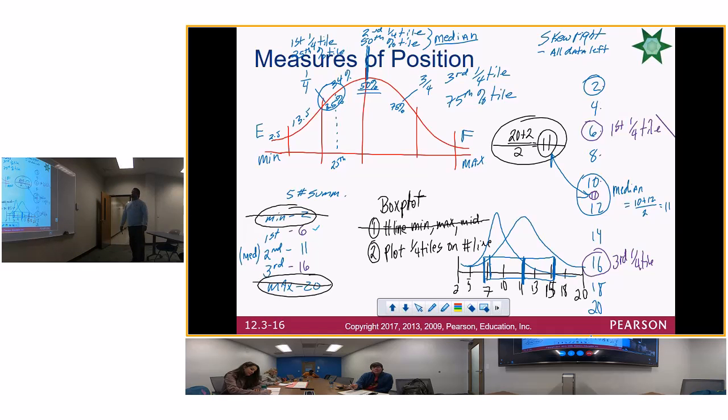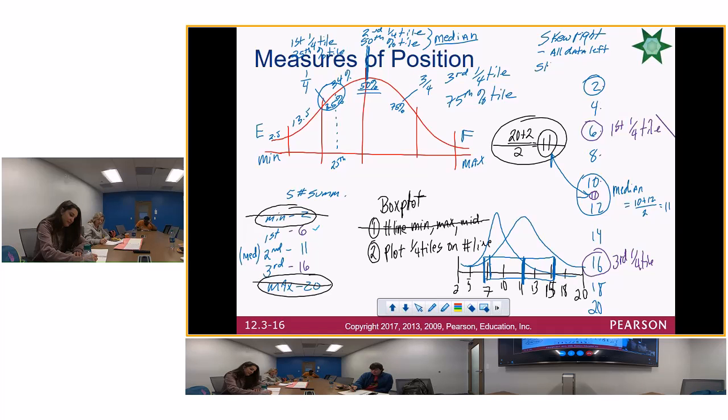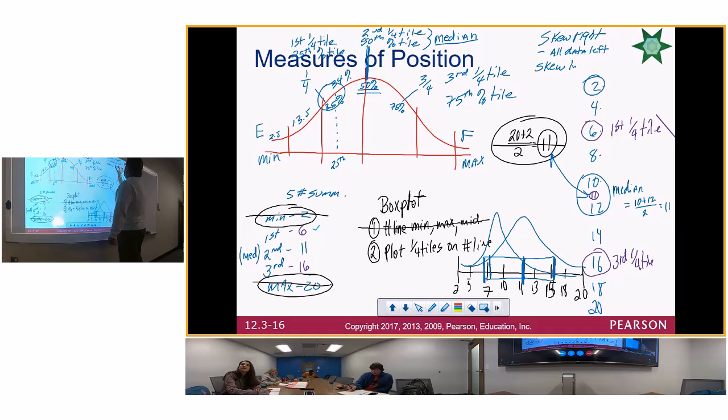Hey, which one is it? Fine. Skewed right or skewed left is when all the data is what? All the data is on the right. All data on the right. I'll show you an example on the next screen.